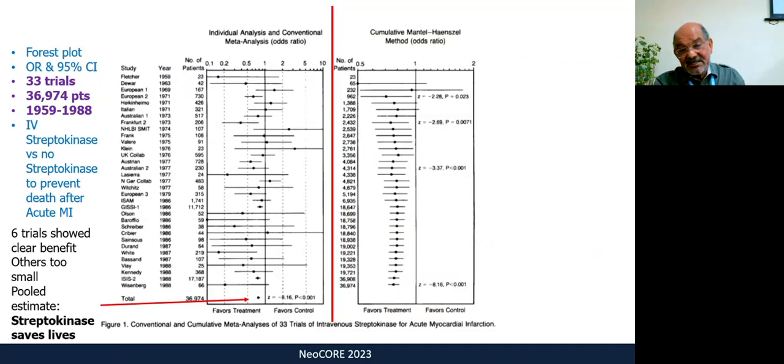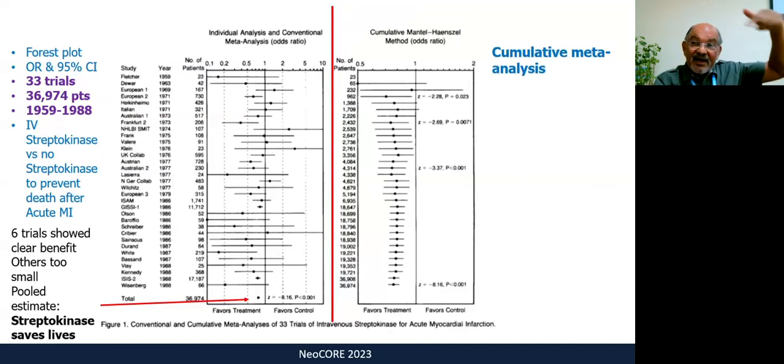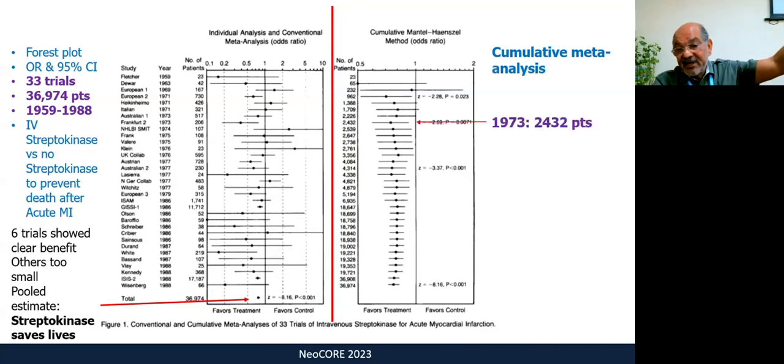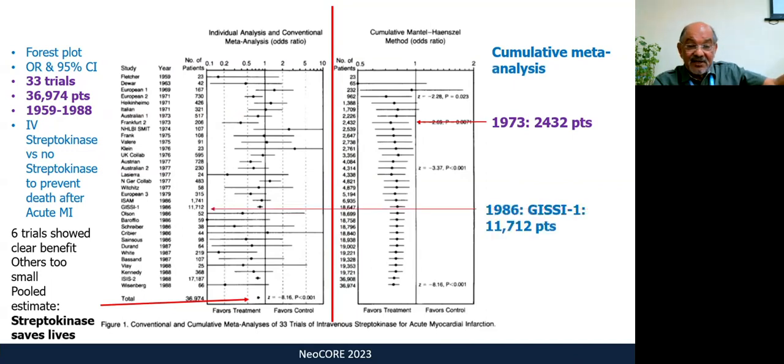So the author of this paper asked, did we need 33 trials, 36,000 patients, and 30 years to answer this question? Or could we have known this earlier? So on the right, he did a cumulative meta-analysis where every year a trial came out, it was added to the previous years' trials, cumulatively, to see where we stand. By 1973, after studying only 2,432 patients, you had evidence that streptokinase saves lives. But the world continued to randomize 11,712 patients in 1986 and 17,000 patients in 1988.